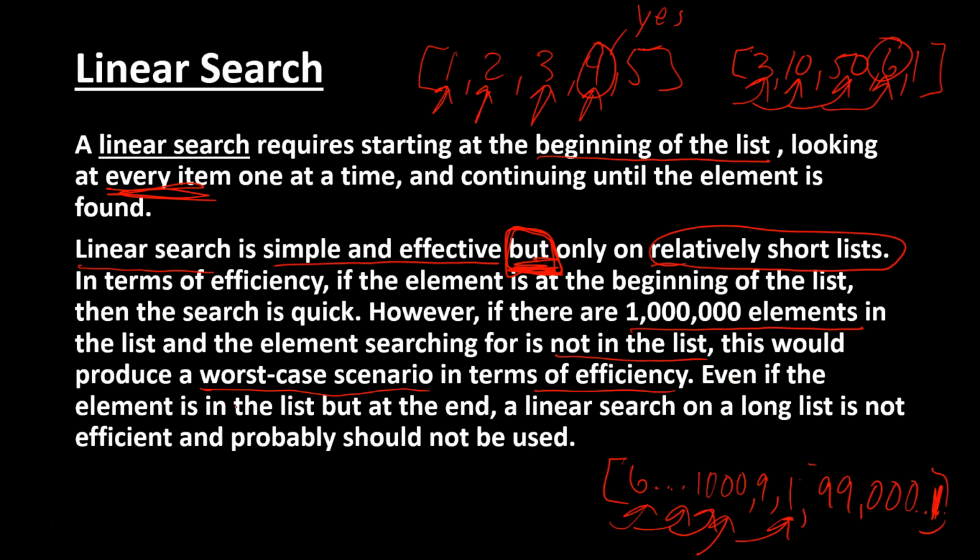But even if the element is in the list, but at the end, a linear search on a long list is not efficient and probably should not be used. You need to know that. That's part of what you need to know for the AP test in terms of efficiency.